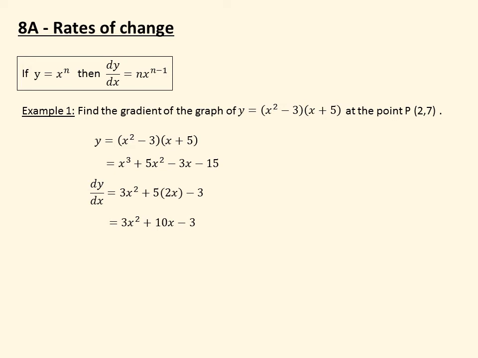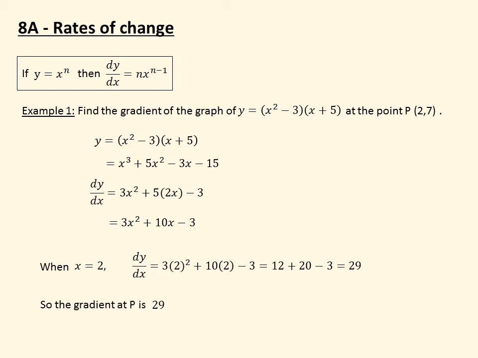We needed to try and find this particular gradient at the point P. Point P is where x is 2, so we just need to put 2 into this expression. So we get the value 29. So the gradient at P is 29.